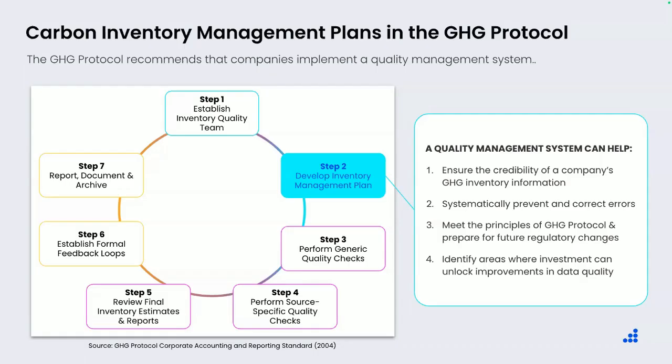The GHG Protocol guidance notes that a good carbon inventory management plan can help achieve four objectives. Firstly, it can help ensure the ongoing credibility of a company's GHG inventory. Secondly, it can systematically prevent and correct errors, both of which are obviously very important for the audit process. Thirdly, it enables meeting the principles of the GHG Protocol and helps prepare for future regulatory changes. And fourthly, it can help identify areas where investment can unlock improvements in data quality to drive better decision making.